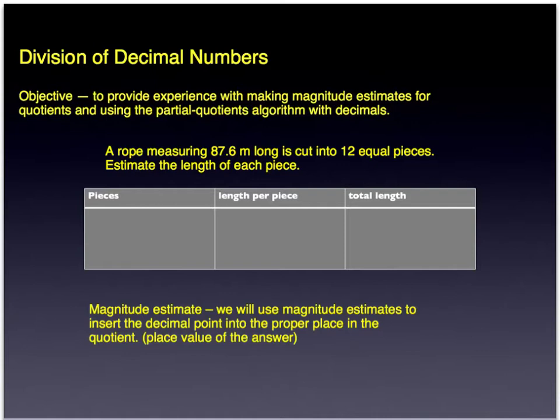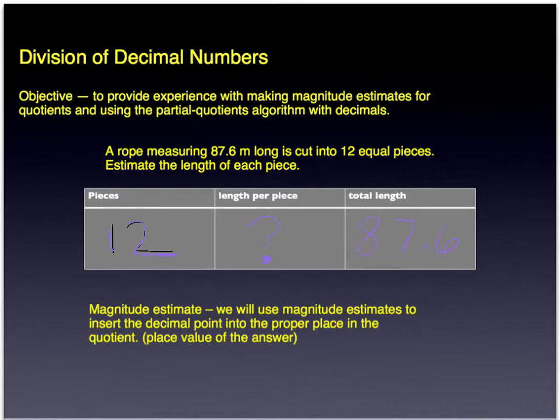So how would we do this? We need to break up what we need to do first, and what we know versus what we don't know. We have three things in this problem that we need to identify. First of all, we know how many pieces we're talking about: 12 pieces total. And we know the total length, 87 and 6/10, or 87.6. What we don't know is the length per piece. That's the big question mark and the question that we need to answer.